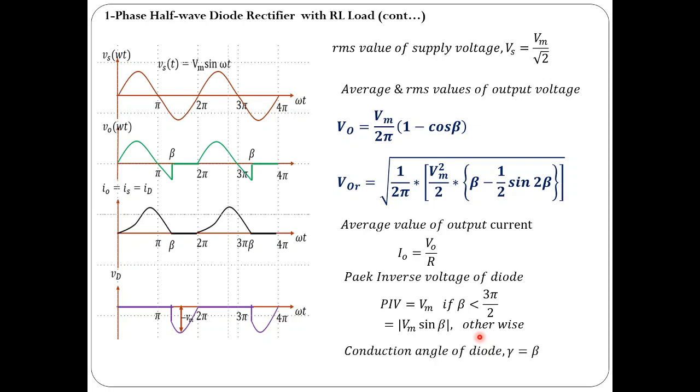Coming to the conduction angle of the diode. See, the diode is conducting from 0 to beta, right? So 0 to beta, and that varies. The range of beta is from pi to 2 pi, so it is greater than pi and less than 2 pi. Of course, in the case of a pure inductive load, beta is equal to 2 pi, and in the case of a pure resistive load, beta is equal to pi. And for an RL load, it ranges between pi and 2 pi.